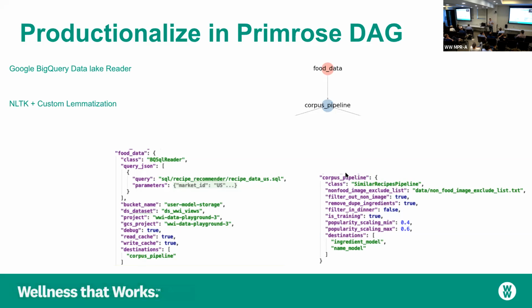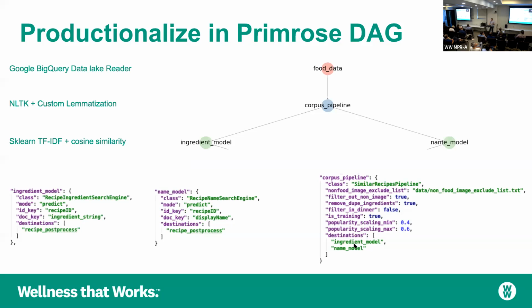You can see this name here of the second node, corpus pipeline, is the same as the one at the destination area of the food reader. This is a custom class we wrote specifically for cleaning up the recipes that are coming from our corpus. We have a bunch of parameters that are pertinent to that process, and then we have the destination node. So we have an ingredient model and a name model. The data object gets sent to both these models, and both those models know that they're looking for something from corpus pipeline because that was in the destination there.